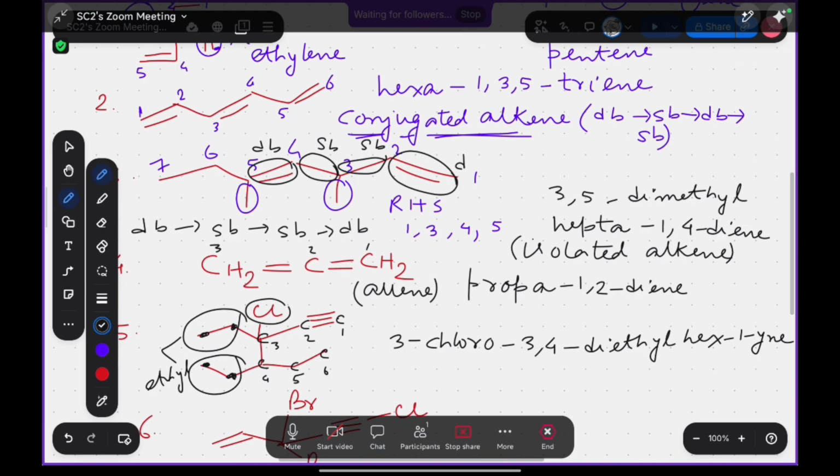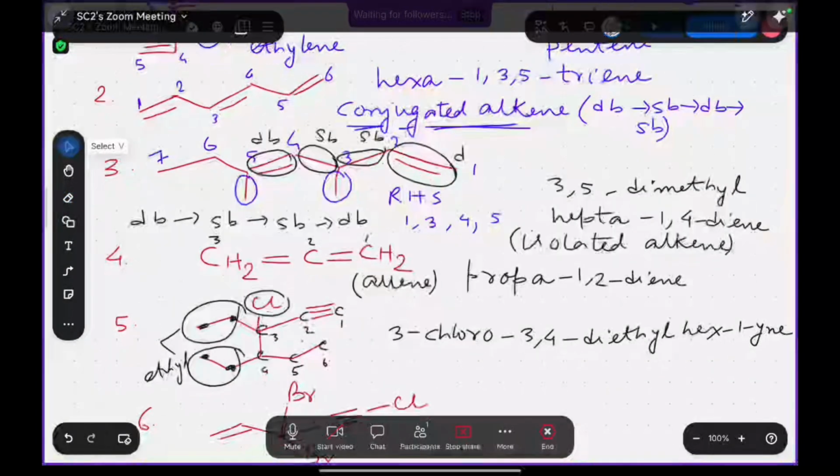It is having only the triple bond. If you try the opposite way, if the numbering is done the other way, 1, 2, 3, 4, 5, 6, then it is getting the higher locant. We will give the lower locant, right? Now the next one, the 6th example.